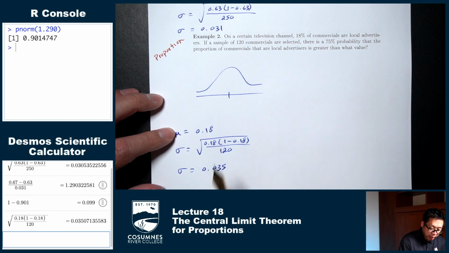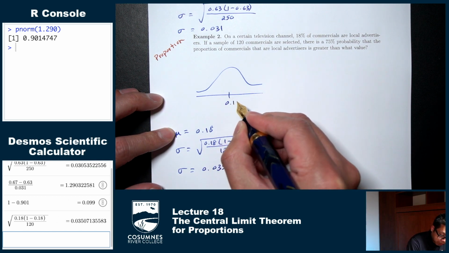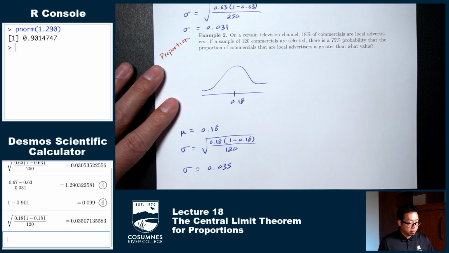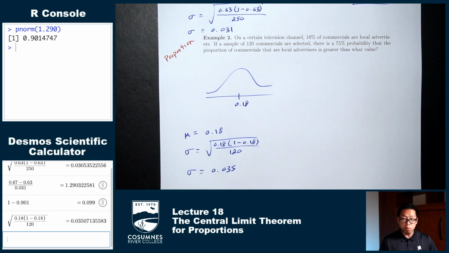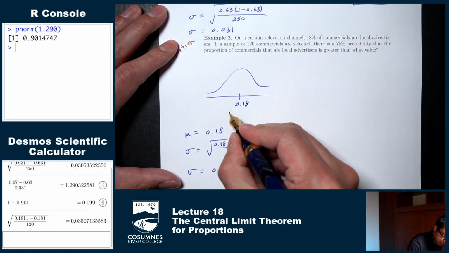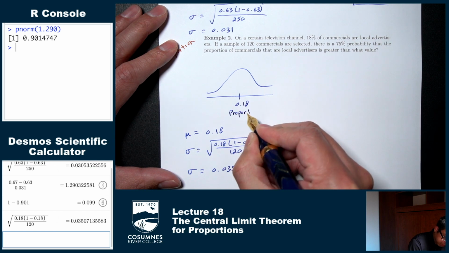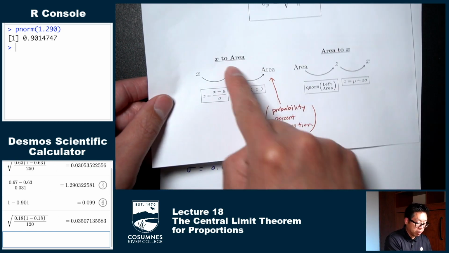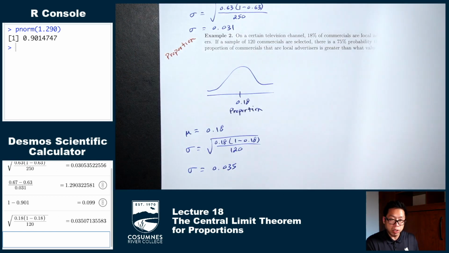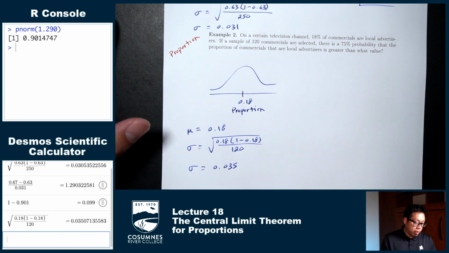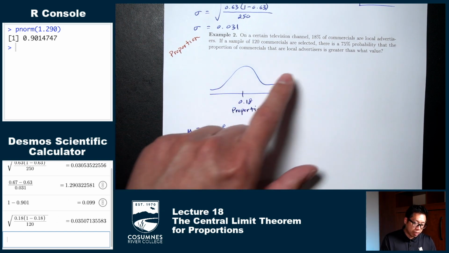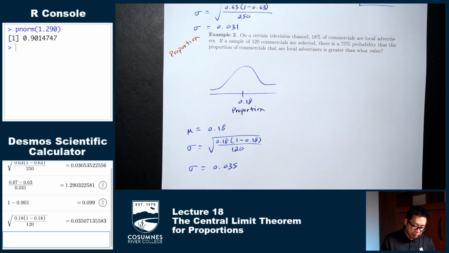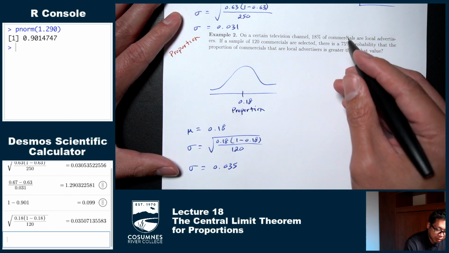So the mean, 0.18, that goes in the middle. And then let me label the x-axis. For proportion questions, the x-axis will be proportion. Now, I need to decide whether this is an x to area or an area to x. So let's read the question again, the very last sentence. If a sample of 120 commercials is selected, there is a 75% probability. Okay, so in the question, I'm giving you 75% probability.